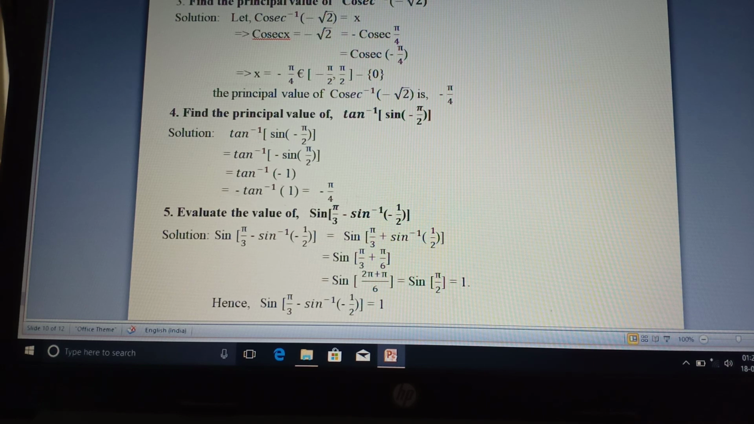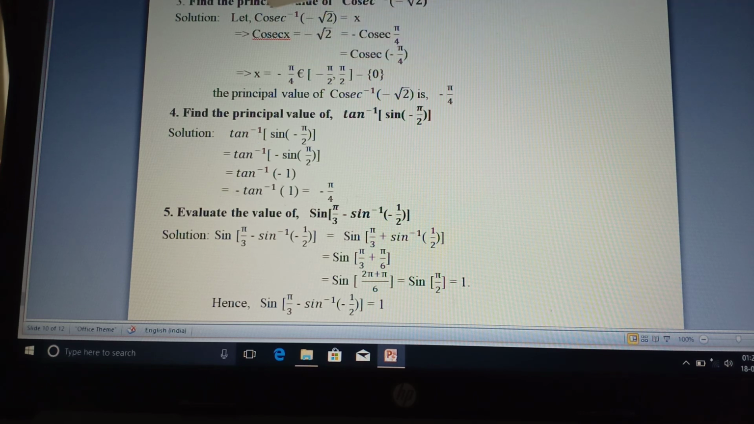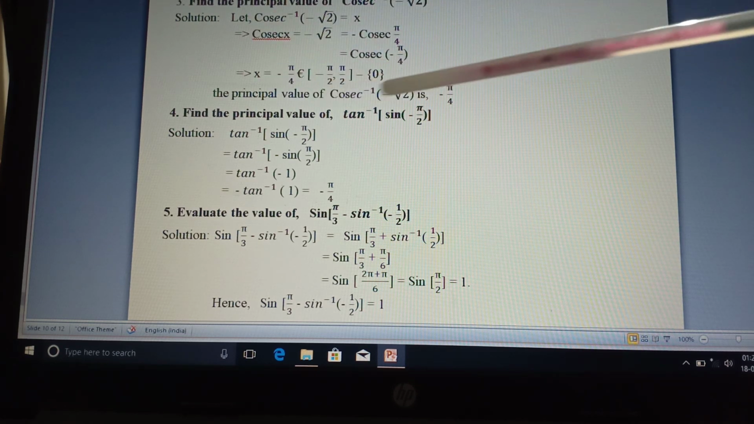Let us take another question. Find the principal value of cosec inverse minus of root 2. Let us take cosec inverse minus root 2 equal to x. So you can write cosec x equals minus of root 2, which is nothing but minus of cosec pi by 4, which can be written as cosec of minus pi by 4, and the value of x equals minus pi by 4, which lies in the closed interval minus pi by 2 to 0, the principal value branch of cosec inverse. Its principal value must lie in that interval, hence its principal value is minus pi by 4.